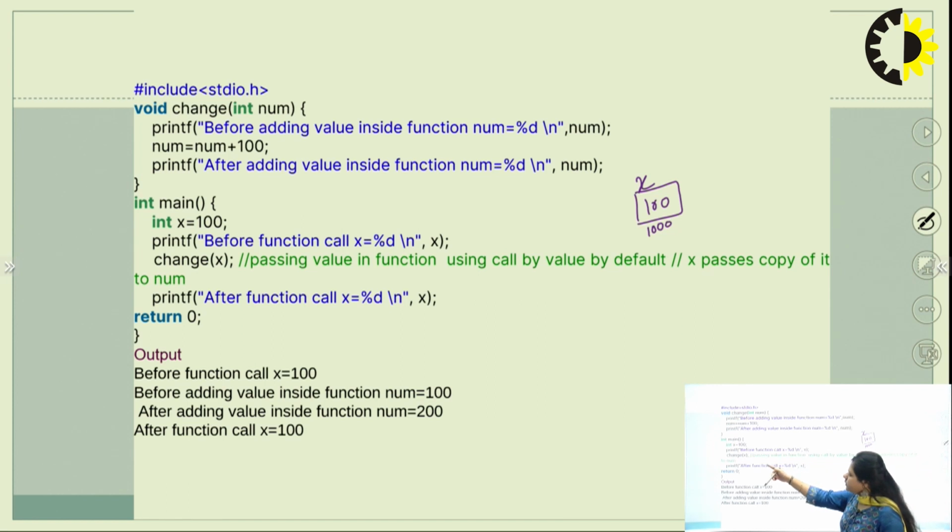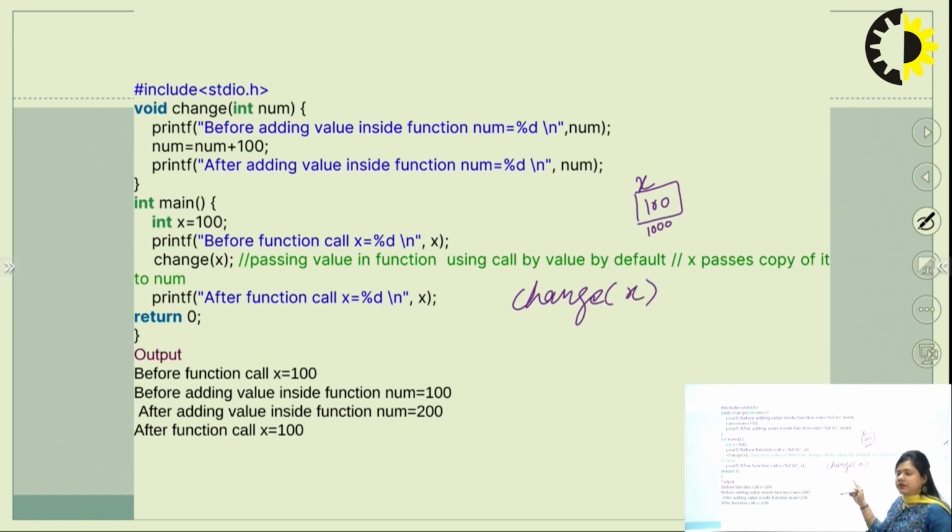I missed one point here. When we call the change function from here, the compiler looks for the definition of this change function. We have defined this function in this program only. So change is mapped to the change that we have defined in the global section, and there we have taken the formal parameter as int num.